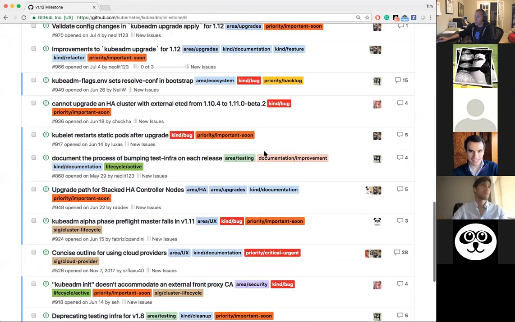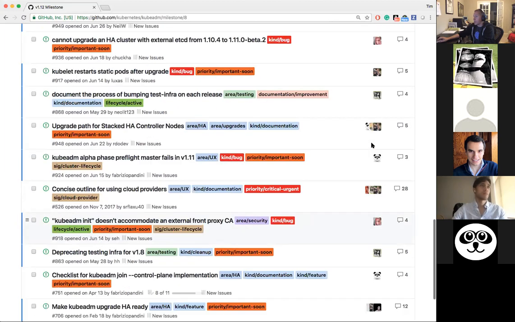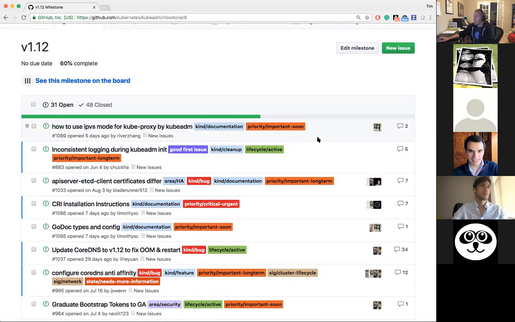I pre-triaged things that were from the Heptio side of the house. So Vince, Chuck, Jason's, and my issues. But there's a bunch of other ones here that I think we could walk through and discuss details if we want to address them in the ending of the 1.12 cycle. And if you have things that you think are missing, please speak up and we can add those for 1.12.